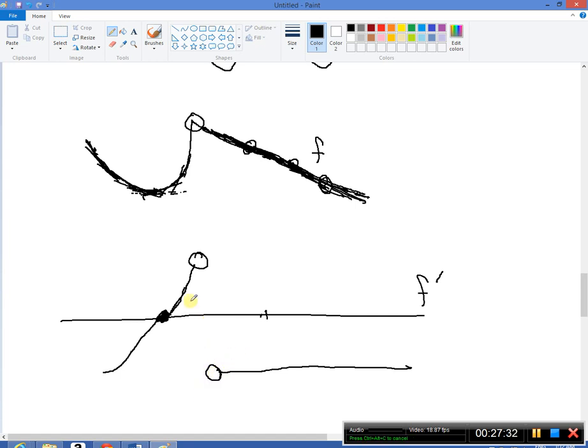It's not anywhere. So we can see that the derivative fails to exist because from the left it wants to come up to here, and from the right it wants to come up to there. So the derivative just does not exist.